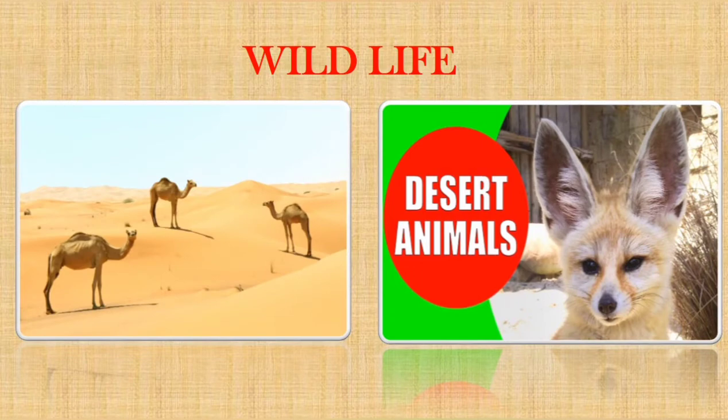Now we can see a few pictures of desert animals, the wildlife of the desert. Desert animals have very light brown skin that helps to protect them from the predators. That means the enemies, right? Some animals that we can see in a desert are Arabian camel, Gobi bears, fennec fox, etc.